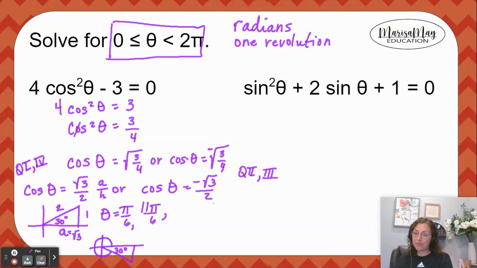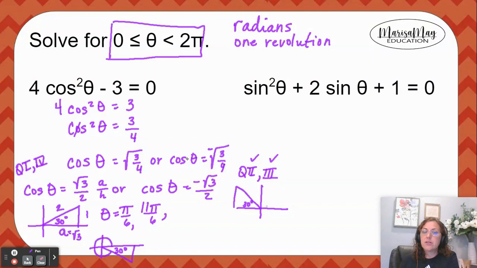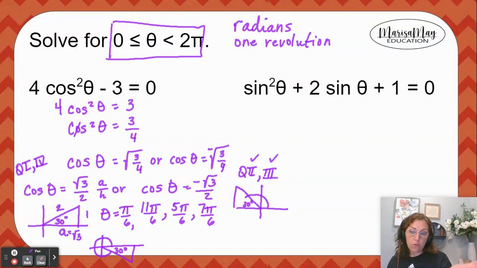To do the negative square root of 3 over 2, you're going to work in quadrants 2 and 3. So again, you're asking yourself, what angle in quadrant 2 has a reference angle of 30 degrees? If you draw that, here's your triangle and your reference angle is 30 degrees. Well, that means you have to do 180 minus 30 degrees, which would be 150. And if you convert 150 to radians, you get 5 pi over 6. If you do the same thing in quadrant 3, you get 7 pi over 6. Okay, so those are your 4 answers for this equation.